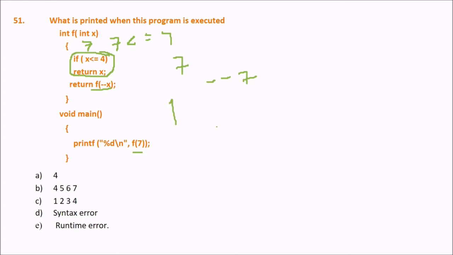Now tell me the answer. What will be the correct answer here? 51. Tell me what would be the answer? Because in this question, in the recursive function, we return to the main caller when some value of x is there. So what will be the output?